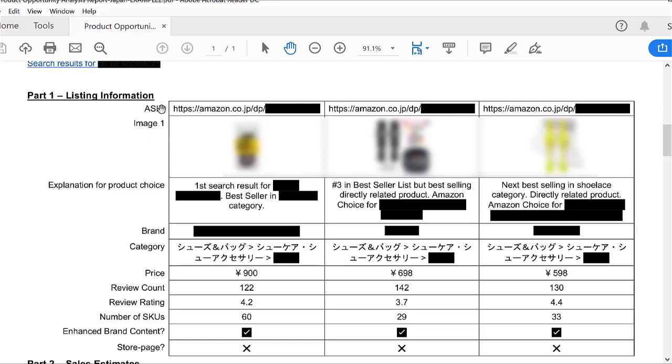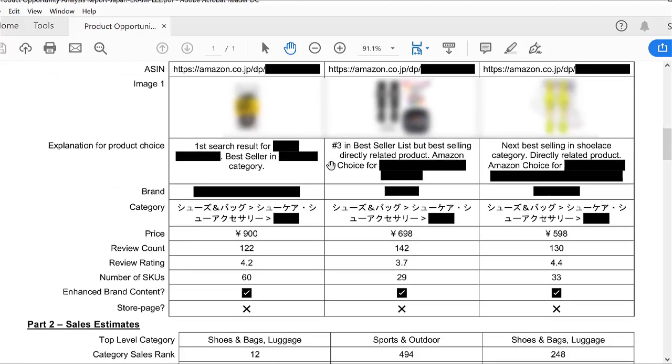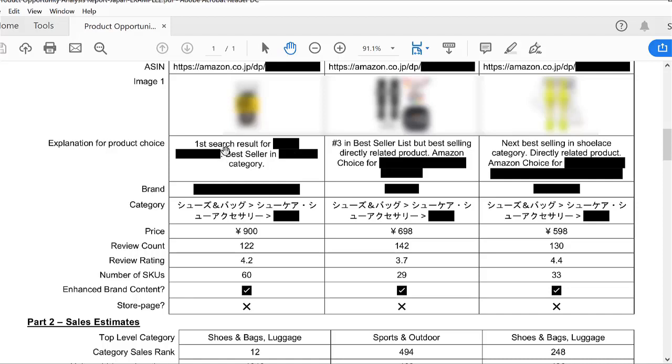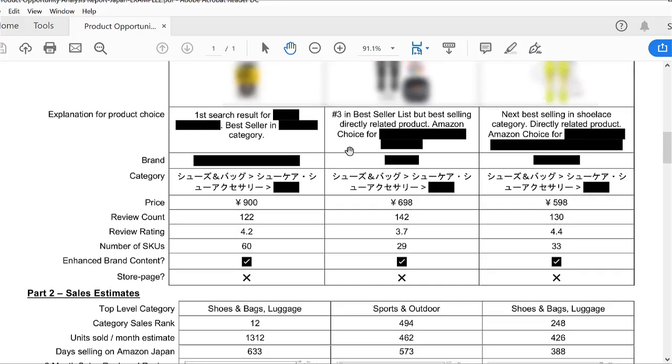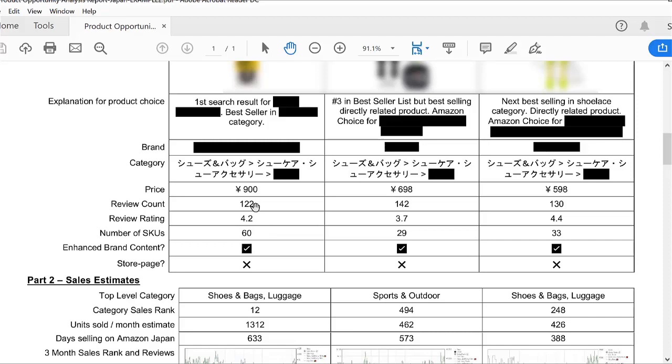So what we do is we find the 3 best-selling competitors on Amazon Japan related to your product. We just put in a thumbnail image of those products. We then give you some explanation why we've chosen these products. So for example, this one was chosen because it was the #1 result when we searched for this main keyword, and also as a bestseller in its category, and so on. This is why we chose these other products. And we pull in the brand name so you can see exactly what the brand name is. It may or may not be a competitor of yours in other Amazon marketplaces.